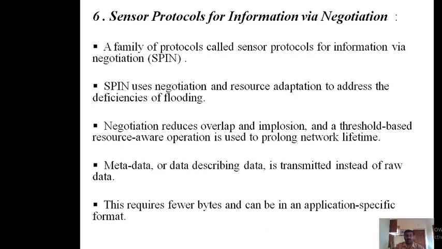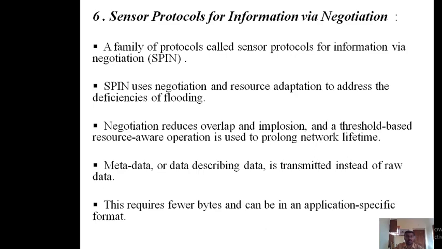These two points are used to address the deficiencies of flooding. Already we discussed flooding as the first point. Flooding means that, apart from the sending node, all other nodes receive the data in a broadcasting manner. Flooding may have a number of disadvantages. To avoid those disadvantages, SPIN uses these two concepts, negotiation and resource adaptation.